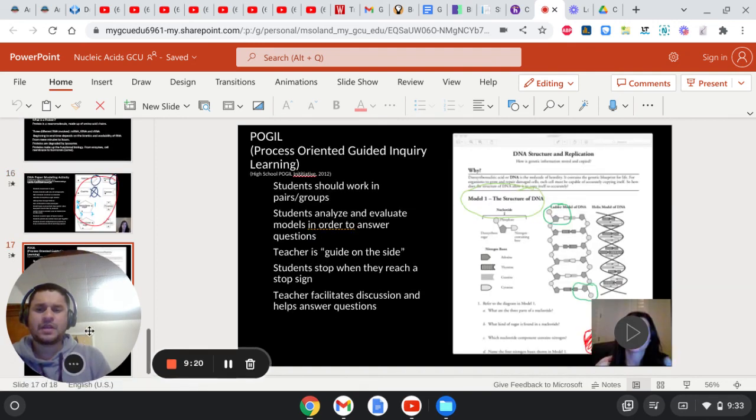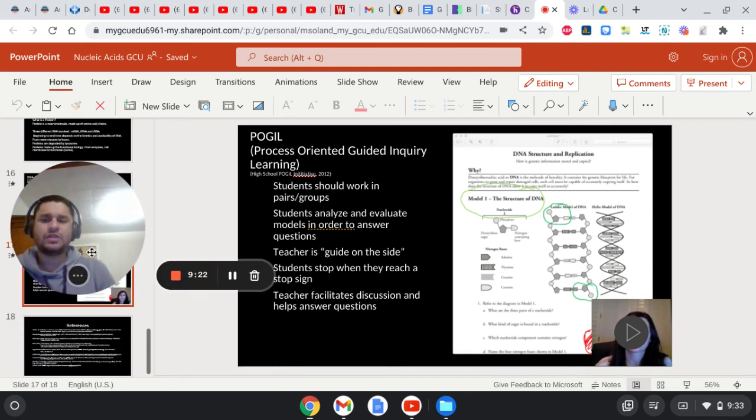The other one is POGIL, which is process-oriented guided inquiry learning. You have to pay for it. It helps students to understand more in depth by providing them with activities. It's basically oriented towards auxiliary guidance worksheets and so forth.